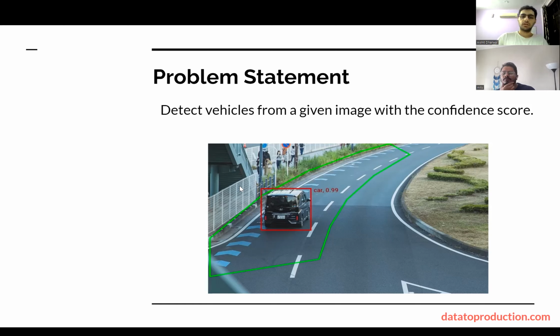Here your image is a 2D matrix, right? Also, if the image is colored, it is a 3D matrix. And the output you need is, let's say, two outputs. You need a bounding box on the object, and you need the confidence score.